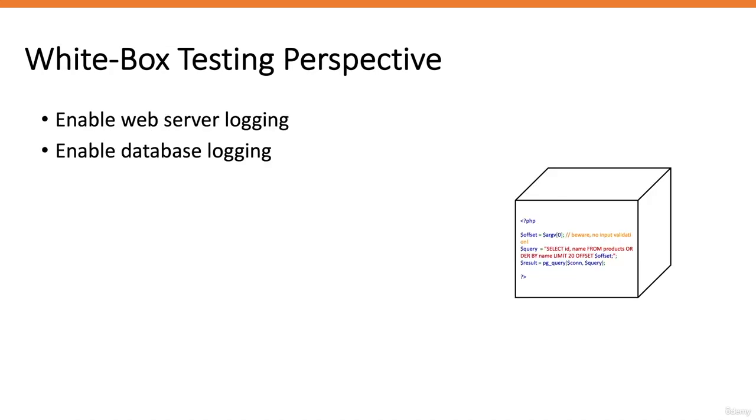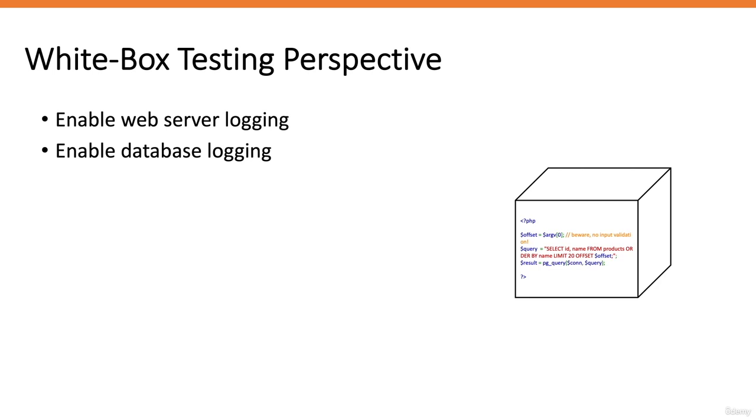Okay, next is the white box testing perspective, where you're given the source code of the application. In this case, the first thing that I do is enable web server logging and database logging. Enabling logging at the web server level will help because when you're fuzzing the application, like we did with the black box perspective, it will generate errors on all the different invalid characters that you input into the application. And that helps you to detect that SQL injection exists, and also to refine your payload later on.